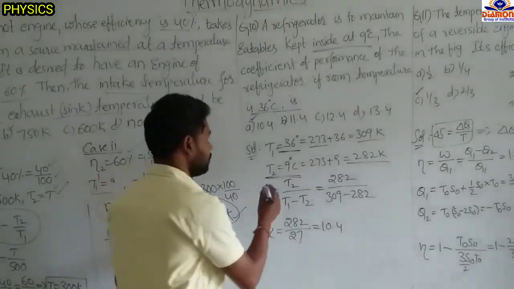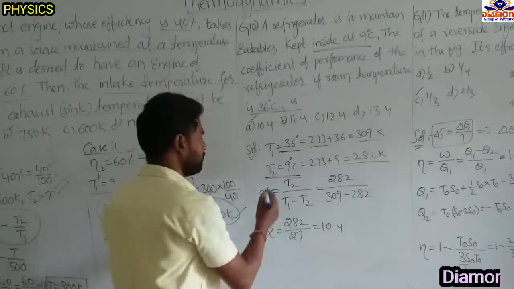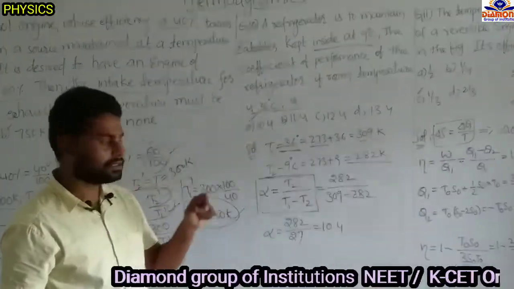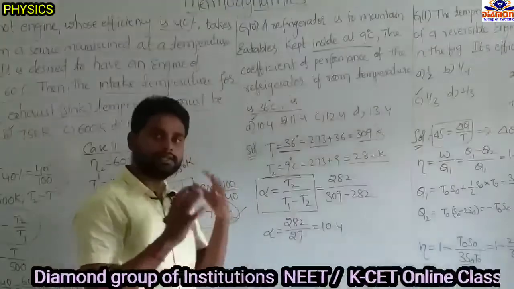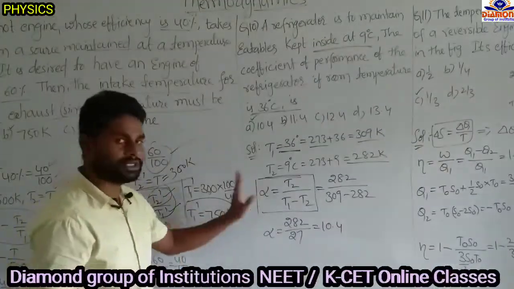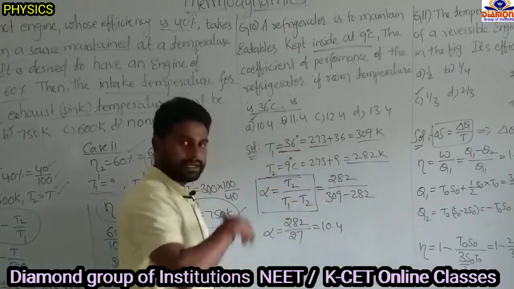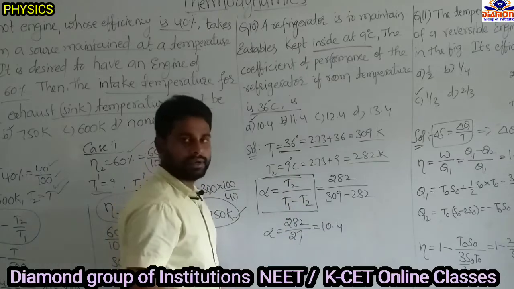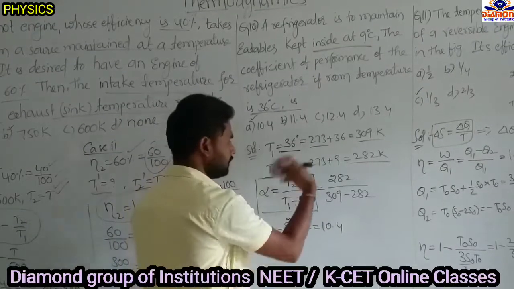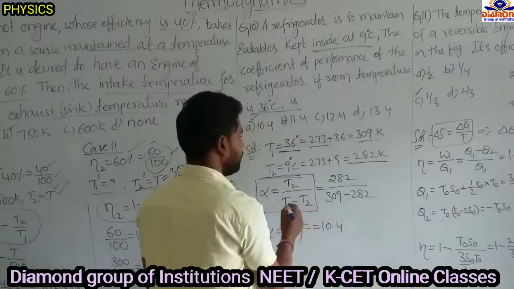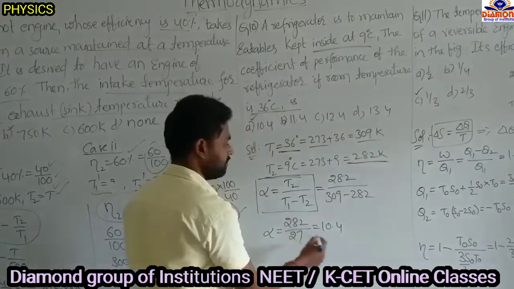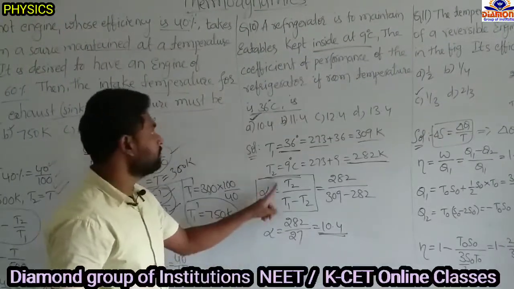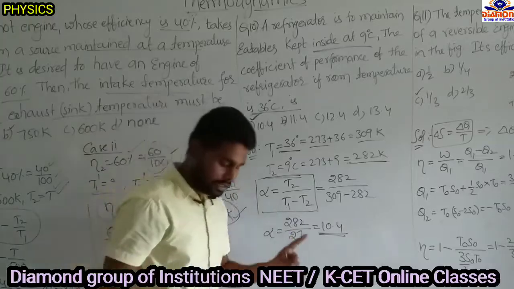Now the coefficient of performance formula we already know: alpha equals T2 by T1 minus T2. Here alpha, or in some books they give beta, whatever the notation. T2 is the intake temperature by rejected minus intake, remember it this way. So T2 is the intake, 282 Kelvin, 282 by T1, which is 309 minus 282. Simplify, we will get 10.4. So remember the formula of the refrigerator and the formula of the Carnot engine, both are important.